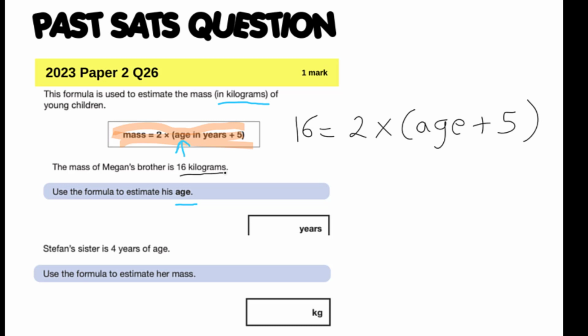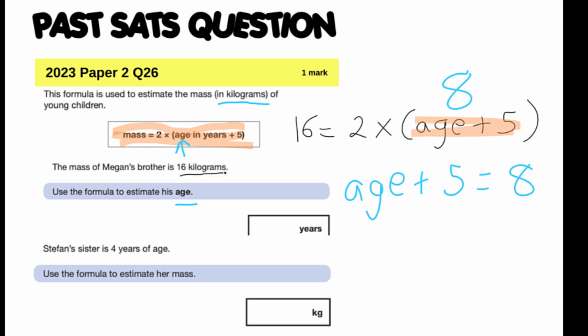Okay, so we can start to break this down now. We don't know what the age is, so we can't add 5 yet, but we can work a bit backwards. So 16 is the same as 2 times something. We know that 16 is 2 times 8, don't we? So if I was to put in a different colour on top, we know that that bracket has got to equal 8 because 16 is the same as 2 times 8, right? So the mystery age plus 5 is the same as 8.